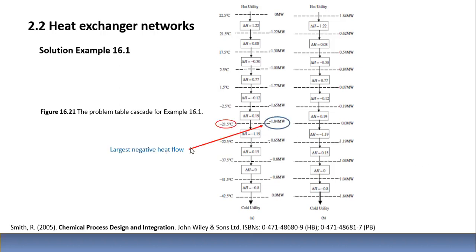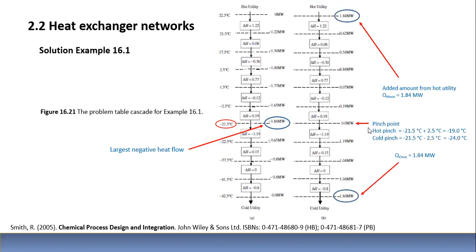Okay, so the largest negative heat flow belongs to minus 1.84, which is used as a positive input on the cascade table on the right. That's why you see 1.84 on the top. Once again, you start cascading down, doing all this subtraction until you find where you have a 0, and that 0 corresponds to the pinch point.